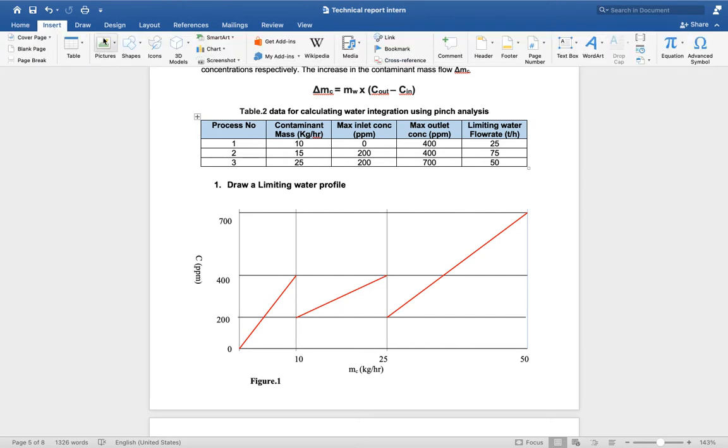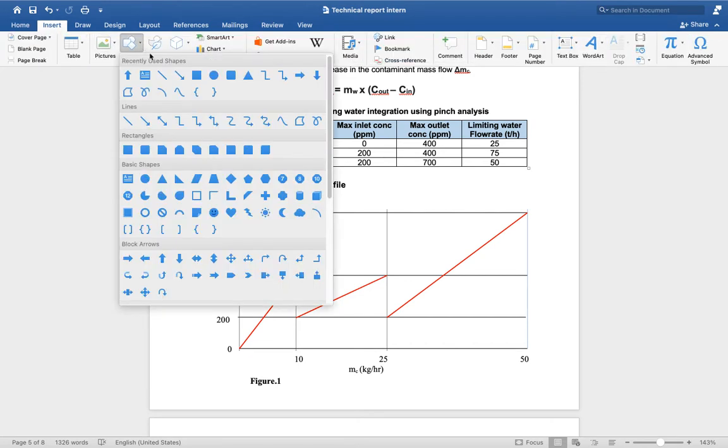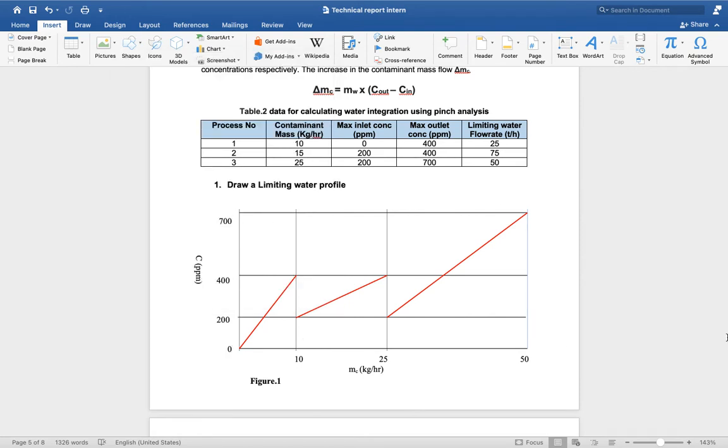We go to Insert and select Shapes. Here you can get the line shape. From this I drew these lines, from here to here. Even these values, I took them depending on the values. So at 10 we draw this from 0 to 400, and from here, at the second point, the contaminant mass is 15, so we add 10 plus 15, which will be 25. Here the concentration value is 200 to 400, it will vary.